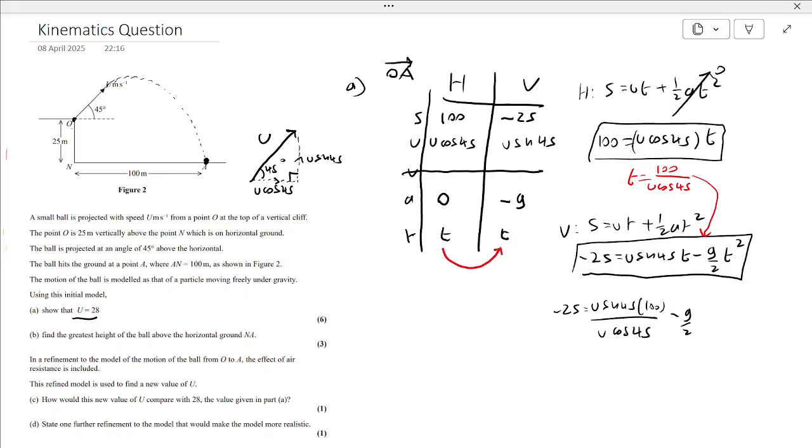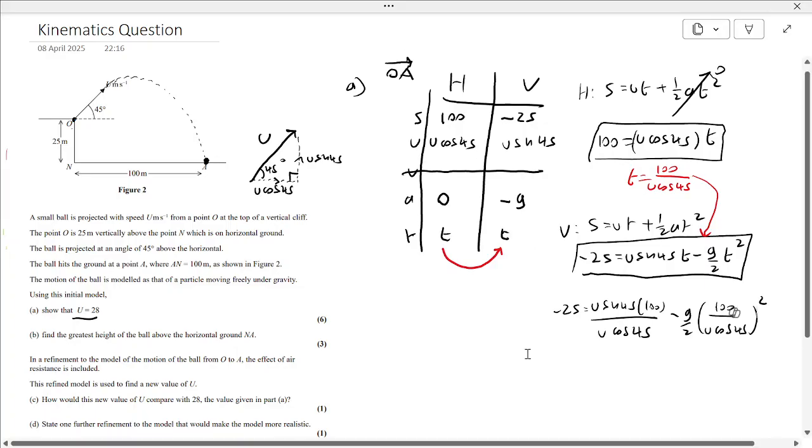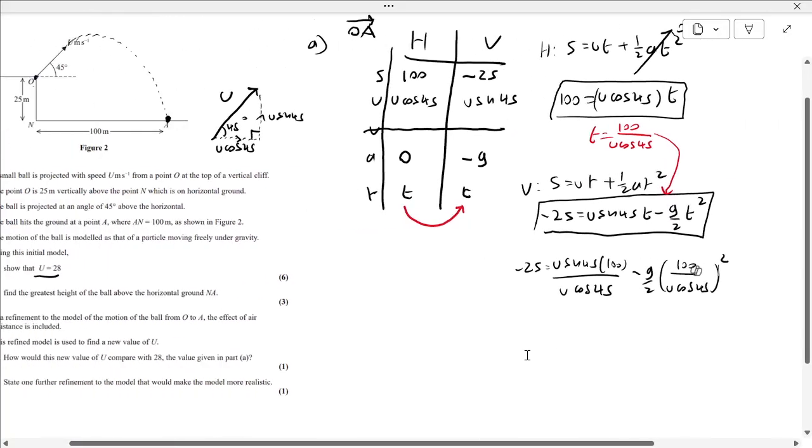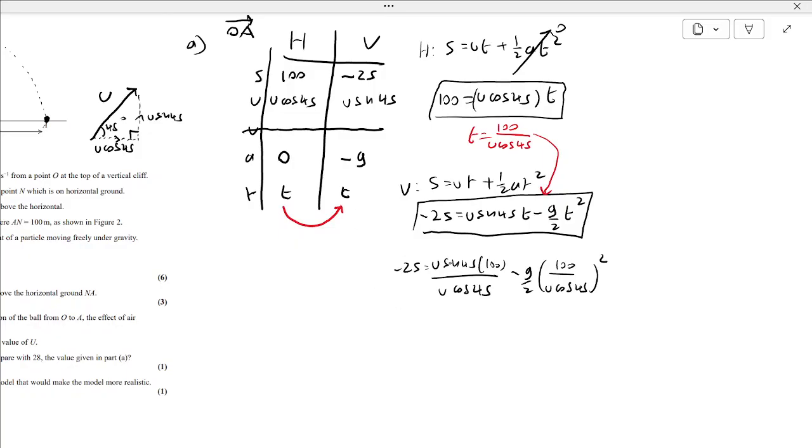Negative g over 2, and then that whole thing squared, so 100 over u cos 45. Good. In this case it was quite nice keeping it sine and cos until now, just because sine over cos I know makes tan. And tan 45 I know is 1. So tan 45 here is just 1, so it does nothing, so I just get 100 minus g over 2.